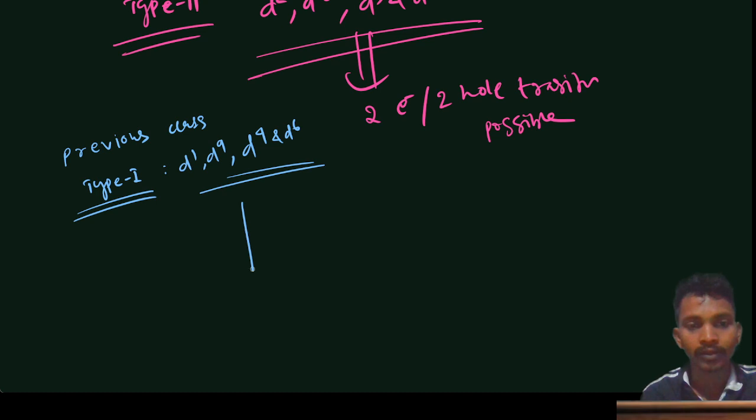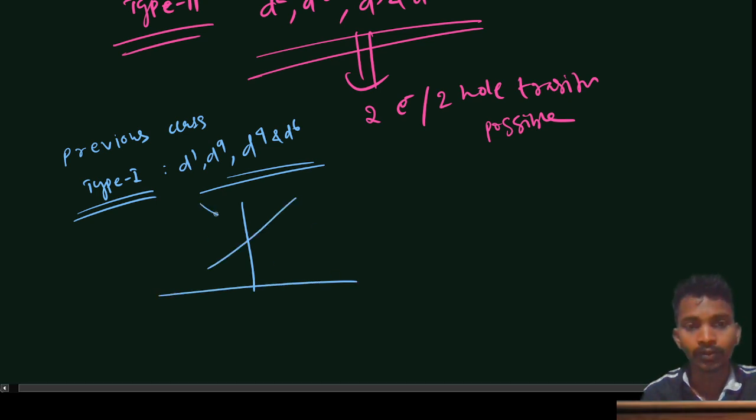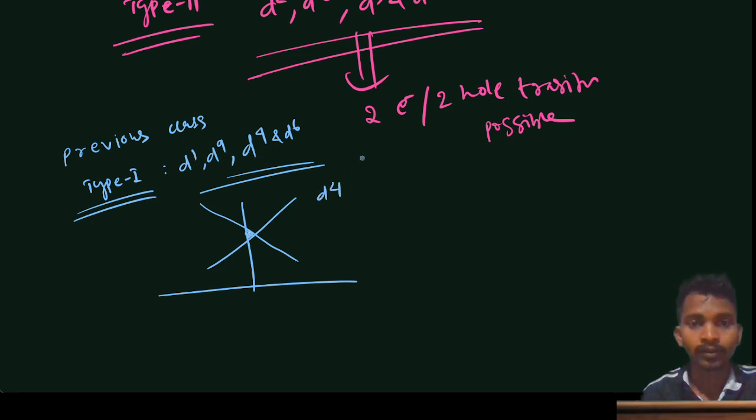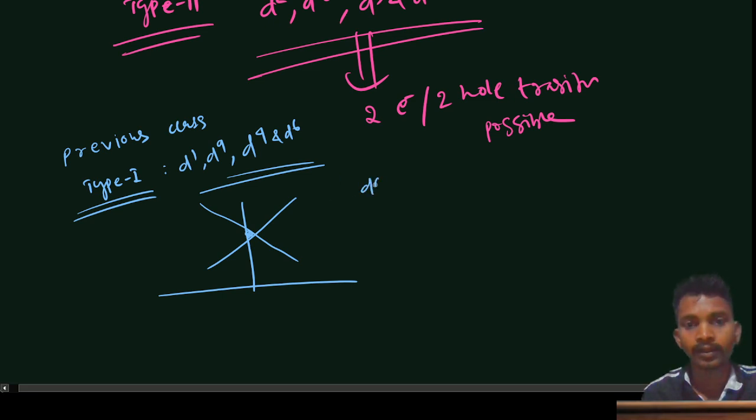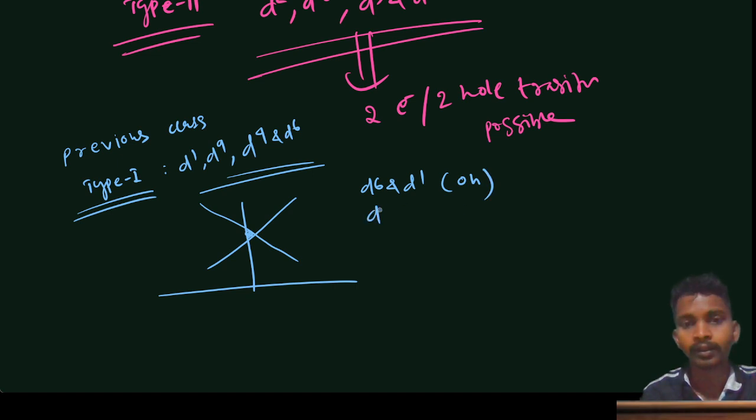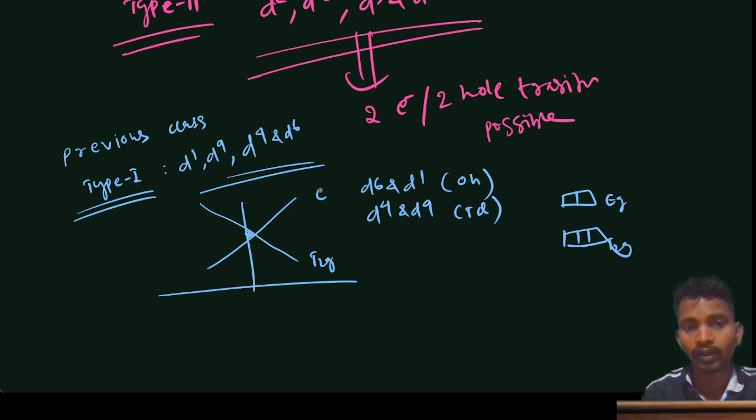For this type we discussed the Orgel diagrams, and here D4 and sorry, D6 and D1 of octahedrals, and D4 and D9 for tetrahedrals. This is like we will look for three orbitals. Here Eg is there, here T2 is there, so here we will do the T2g, here we will do the Eg.